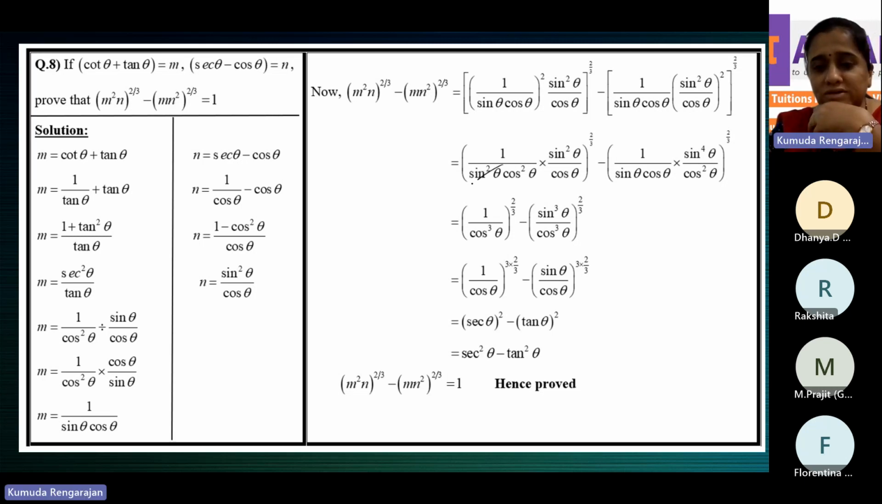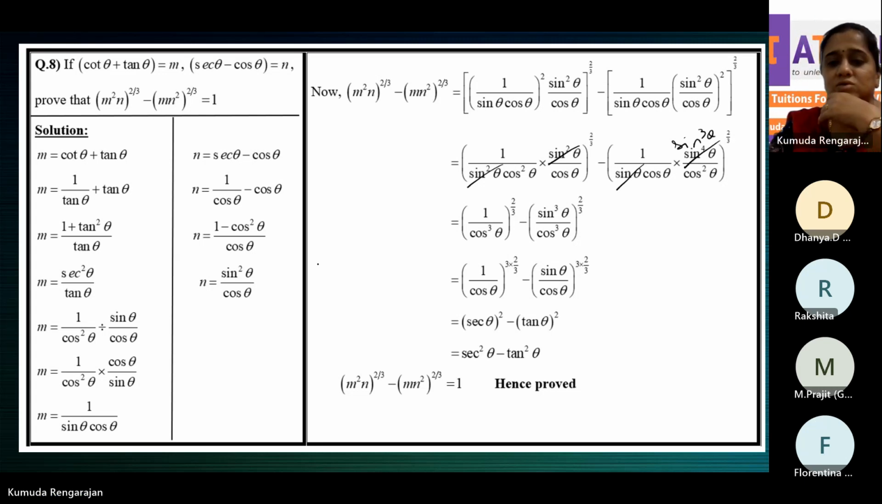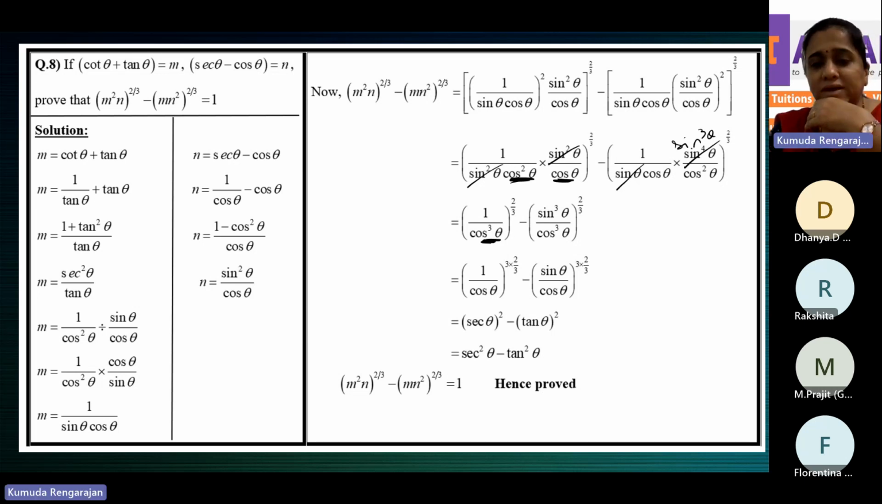Now cancel. Sine square theta cancels. Then here also one sine theta and this one, so sine cube theta will remain here. Correct? Cos square theta into cos theta is cos cubed theta, like a square into a is a cubed. So 1 by cos cube theta, the whole power 2 by 3, minus, in the numerator we have sine cube theta.